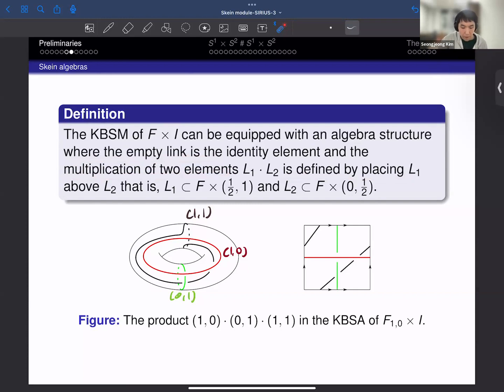For example, for the torus F, we take three links on F: the (1,0), (0,1), and (1,1) curves. Then the multiplication in the KBSM of the torus times I can be presented by such a diagram. It means since (0,1) is placed in the first place, we put it on the top, and then we take (0,1) and then the (1,1) curve below the others.